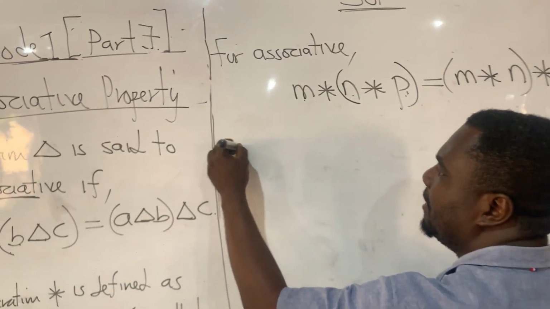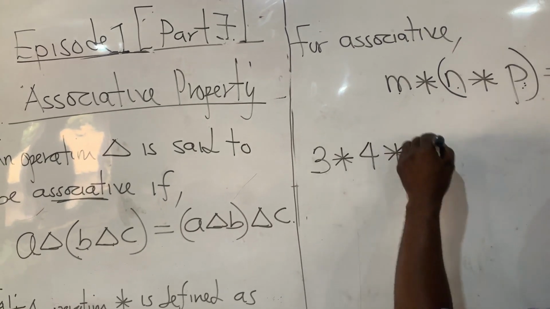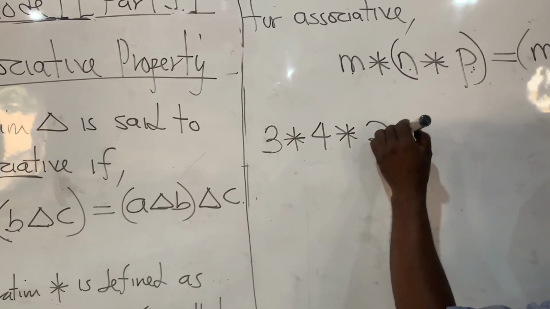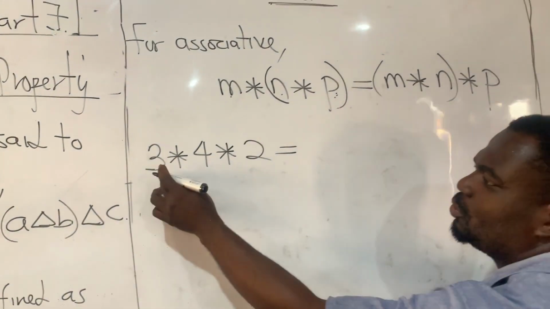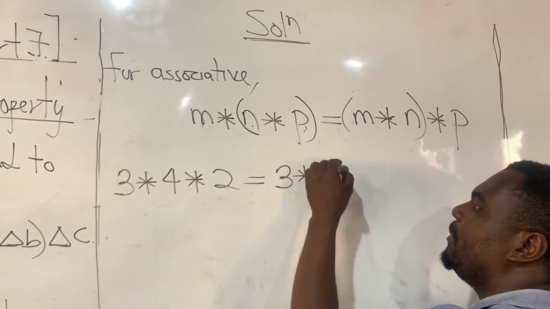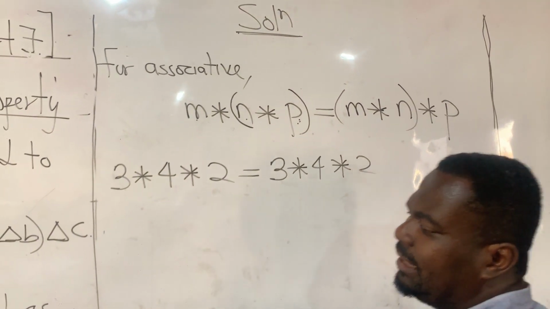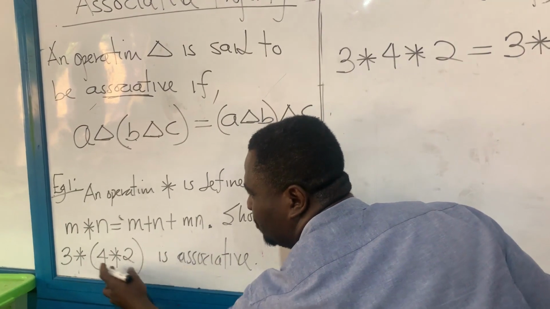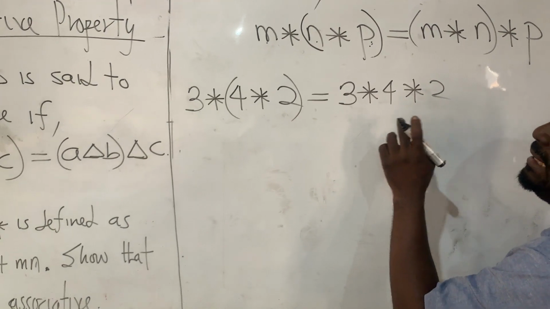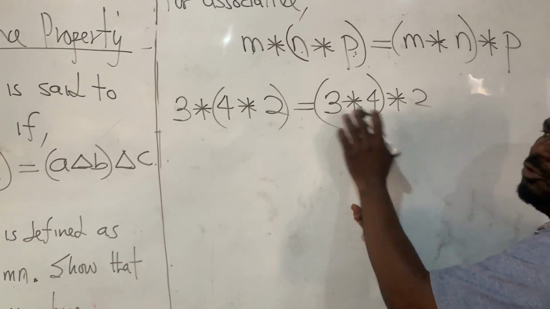Okay, 3 star. I'm not going to introduce the bracket first. I'll put the numbers down. 3 star 4 star 2. For it to be associative, then I need to copy this to my right side. The same 3 star 4 star 2. To make the difference here, then I'll go straight. The bracket was introduced to my last two, and I'll bring it here. For it to be associative, then this time around to my right hand side, the bracket will be at my first two.